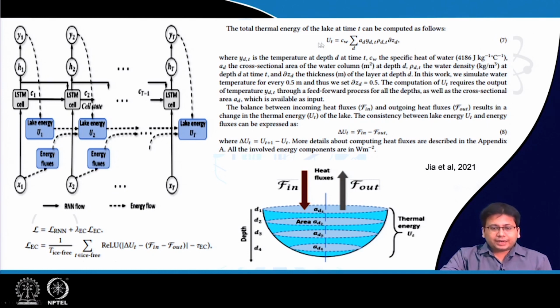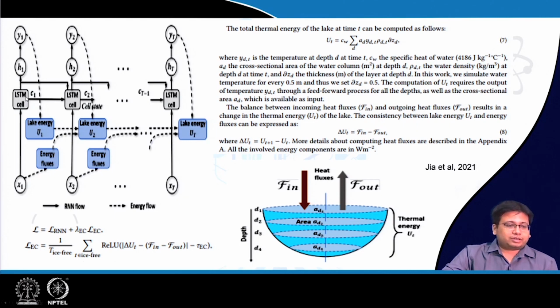So let us say that we have some initial estimates of the total thermal energy in the lake. Then we have observations of incoming and outgoing heat. We see how this total energy changes, and as a result, how the temperature also changes at the different depths. So this is the model.